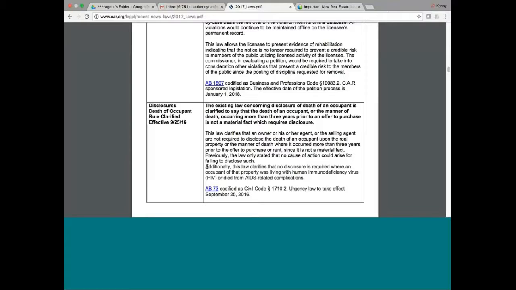It says here, if you look at the screen, it says additionally, this law clarifies that no disclosure is required where an occupant of the property was living with human immunodeficiency virus, HIV, or died from AIDS-related complications. Now, here's the tricky part. It says you're not required to disclose about anybody who's had AIDS that had lived on the property.